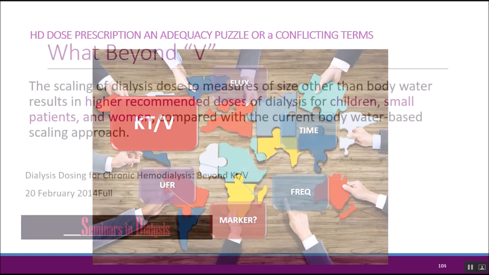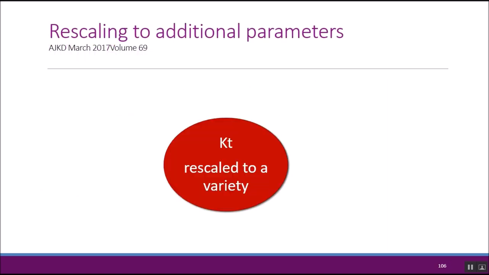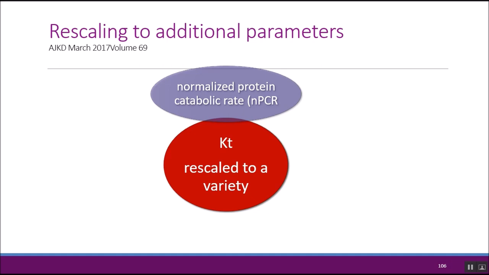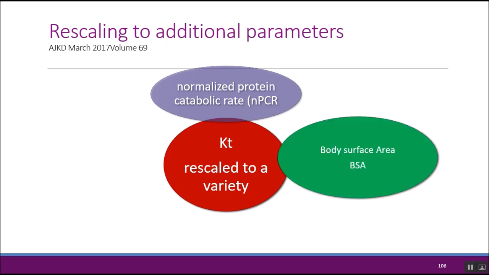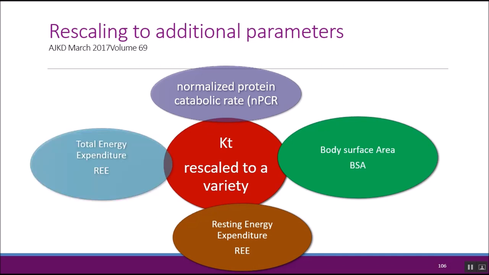So, for better improvement of our understanding of adequacy, what's beyond the V? We can rescale KT by additional parameters: normalized protein catabolic ratio, body surface area, energy expenditure, and total energy expenditure.